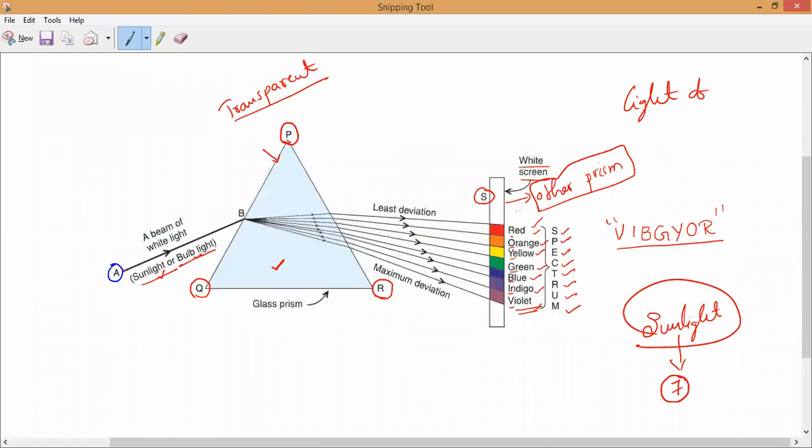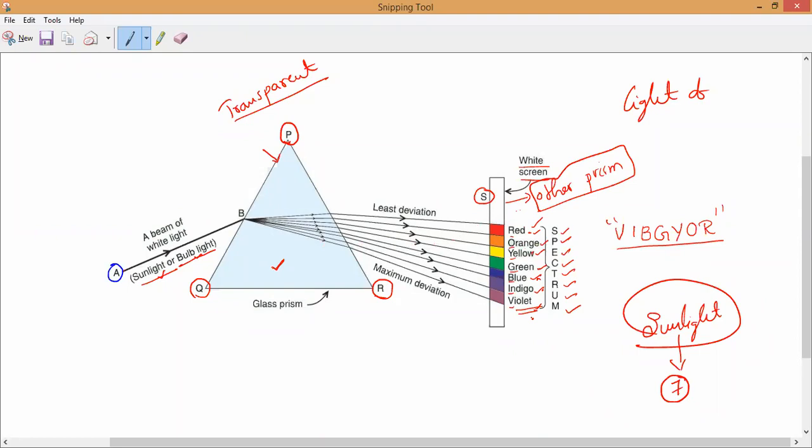So now you can see here, we can explain the dispersion of white light with the help of this experiment. For example, white light is a mixture of seven different colors. That is, red, orange, yellow, green, blue, indigo, violet. Correct or not?